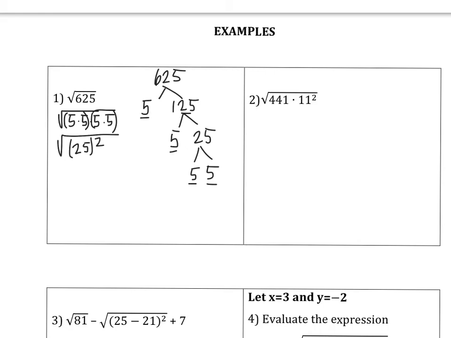And again, a square and a square root cancel each other out. So that is going to be 25. So the square root of 625 is 25, which means if we took 25 and multiplied it by 25, we're going to get 625. Number 2, the way that I'm going to work this one is I'm going to actually break this down to square root of 441 times the square root of 11 squared.